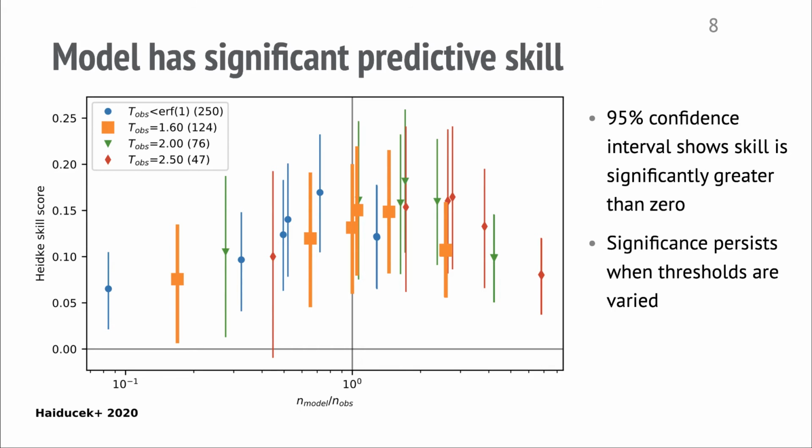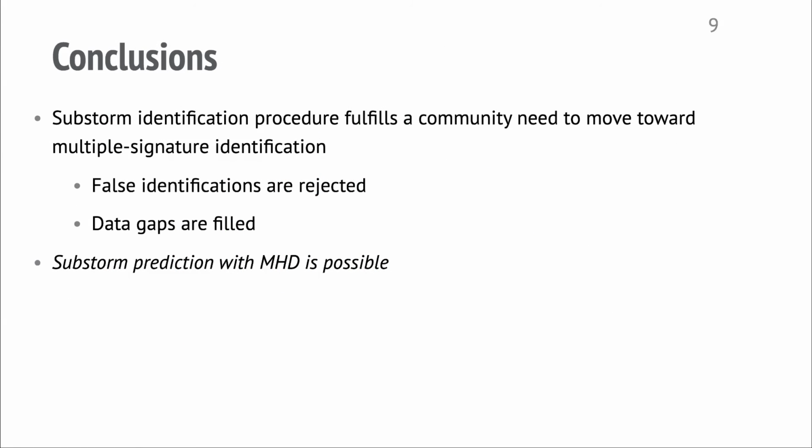That is, the model was predicting a statistically significant fraction of the substorms, over and above what would be expected by random chance. And so in conclusion, I've developed a new technique for predicting substorms that utilizes multiple data sets. And using this technique, I demonstrated that substorm prediction with an MHD model is possible.